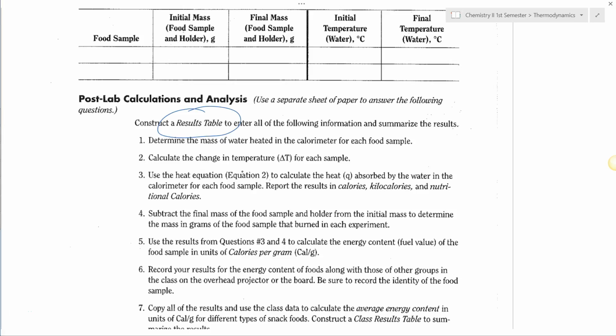Questions 1 and 2 should be pretty straightforward. But question number 3 can be a little tricky unless you pay attention to the big fact that it tells you to use equation number 2, which is found on page 2 of the actual lab report. So real quick, flip over to page 2 and we're going to talk a bit more about that.